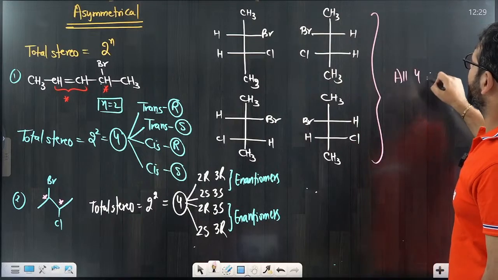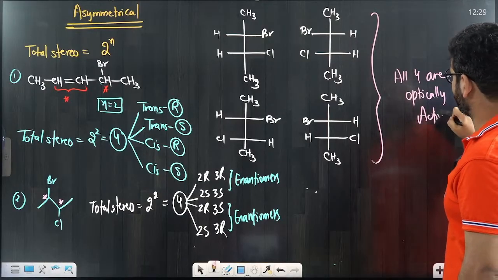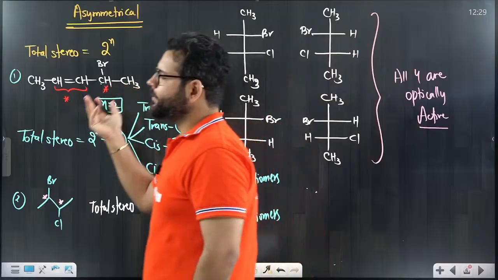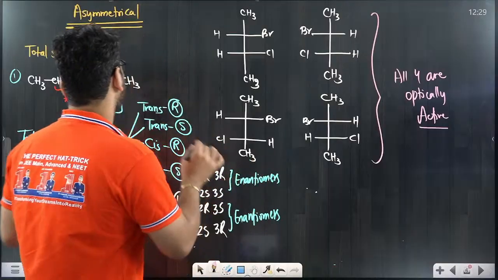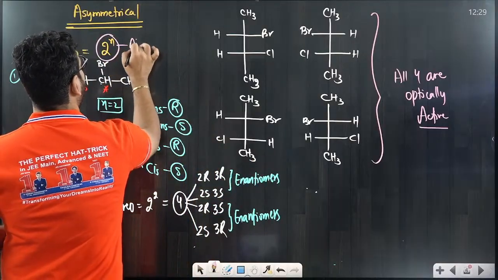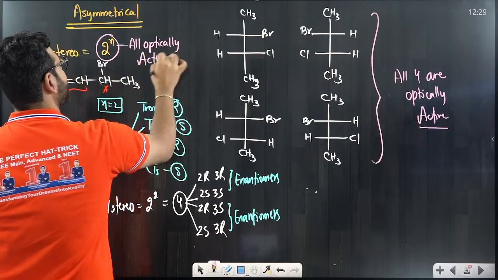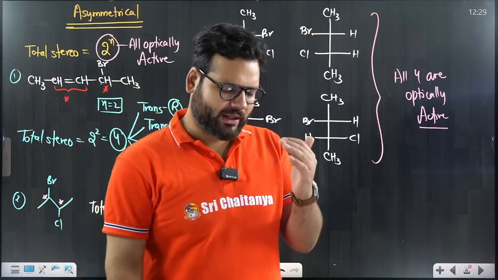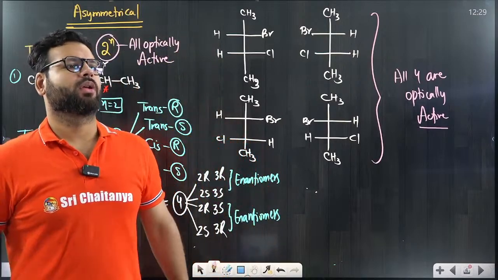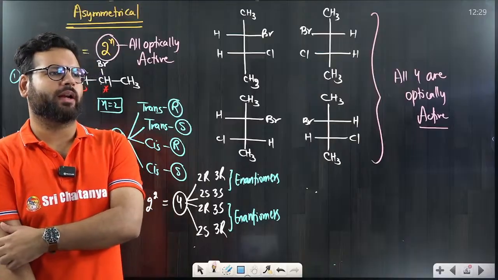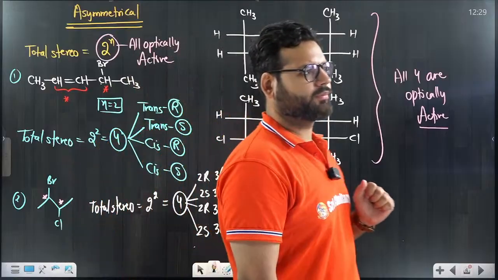All four are optically active. Whenever a molecule is asymmetrical, obviously all will be optically active: 2 to the power n, all optically active. Because when a molecule is asymmetrical, there is no way that you are going to cut it into two equal halves ever. So this is the way to find the total number of stereoisomers for an asymmetrical molecule.